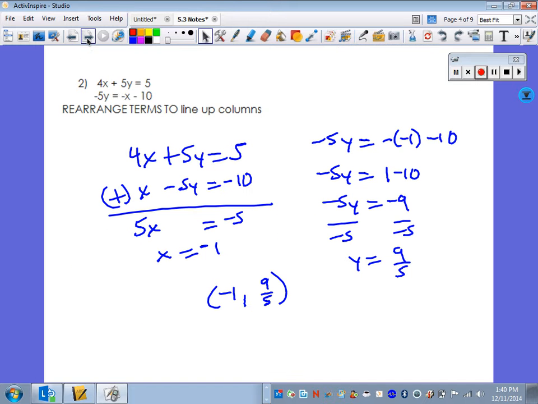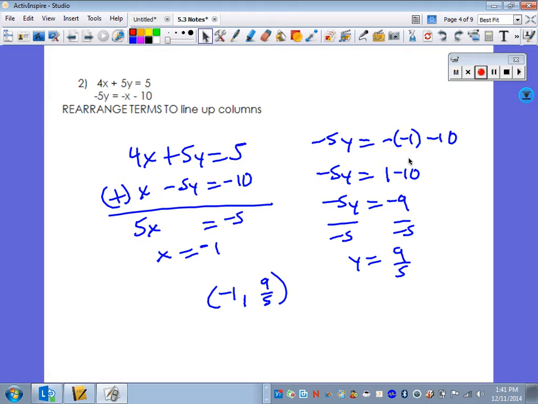Now, here it's the same thing, but you want to make sure it's in standard form, so you want to do some moving. I left the first equation as it was, but in the second equation I moved the x to the other side. When I do that, I get x minus 5y equals negative 10. When you add the two together, you get 5x, this goes to 0, and then this becomes negative 5. So x is negative 1.